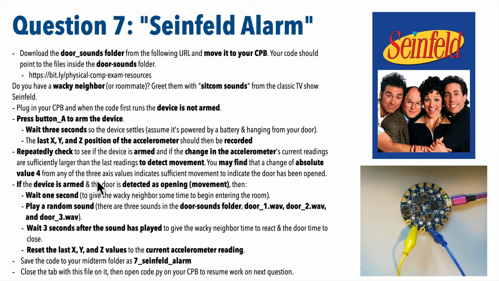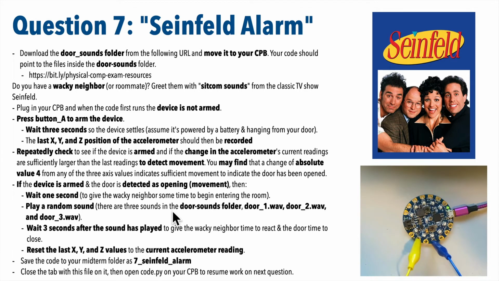And if the device is armed and you detect the door opening, meaning you've got one of those absolute values of movements, then wait 1 second so the person starts to go into the door and they can hear the sound, and then play a random sound from the doors folder. And that's either door 1, door 2, or door 3. Then wait 3 seconds after the sound has played, and then you want to reset the X, Y, and Z values with the current accelerometer setting so that you get ready again for the next wacky neighbor to enter the door. So that's how this sets up.